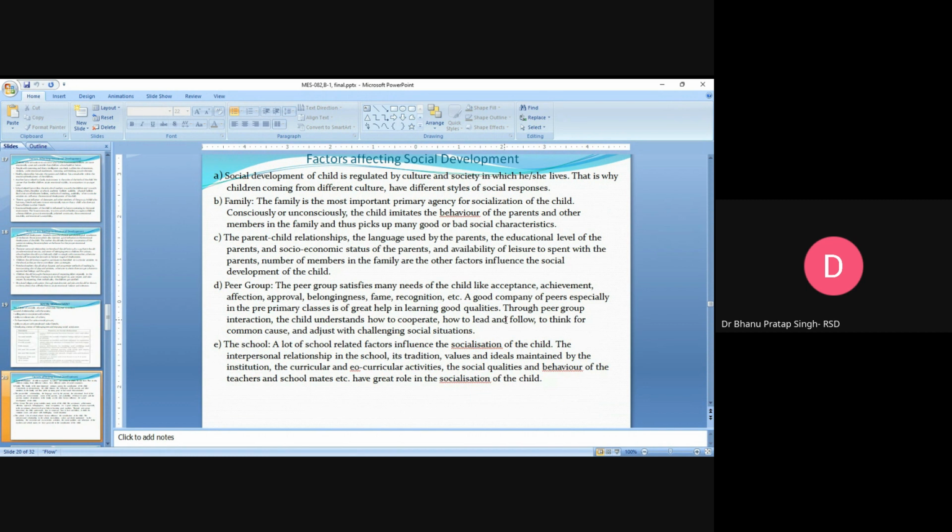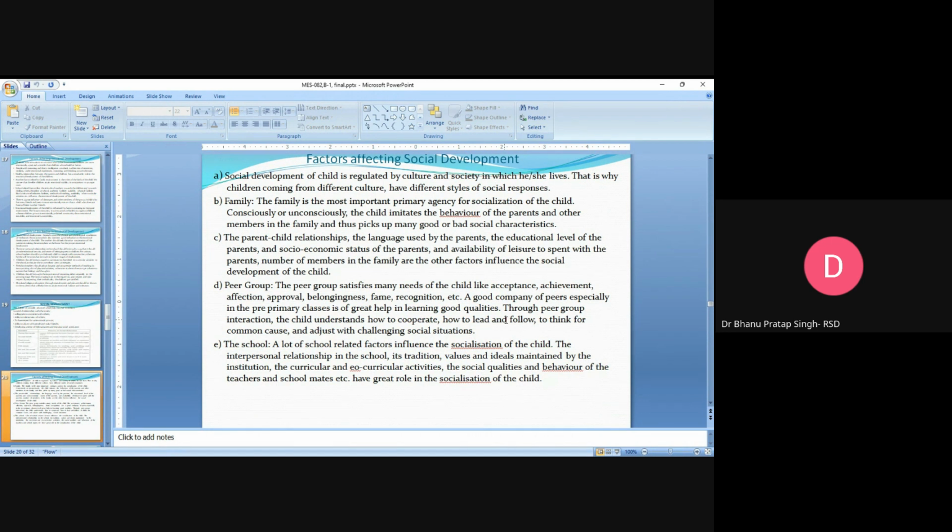The parent-child relationship, the language used by parents, the educational level of the parents, the socio-economic status of the parents, availability of leisure to spend with the parents, and the number of members in the family are the other factors that influence the social development of the child.